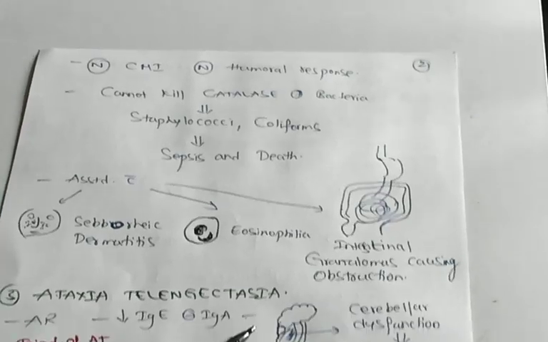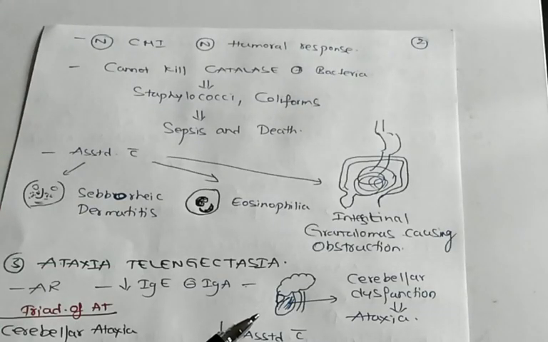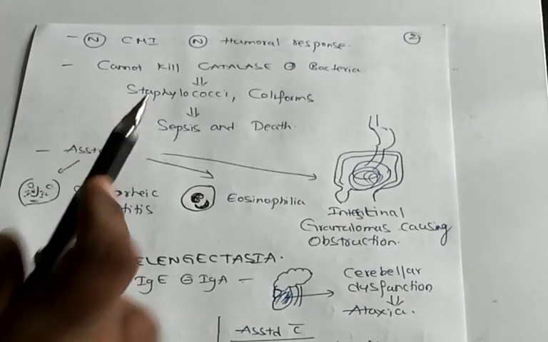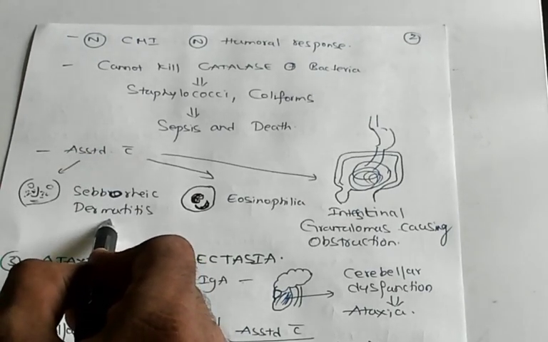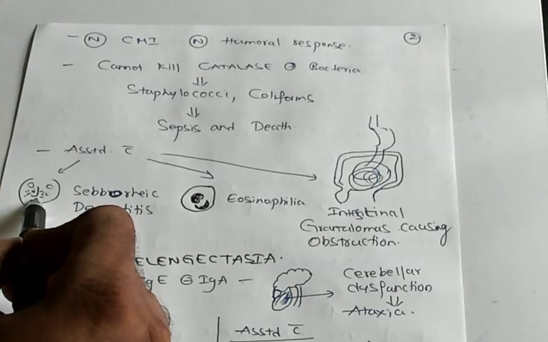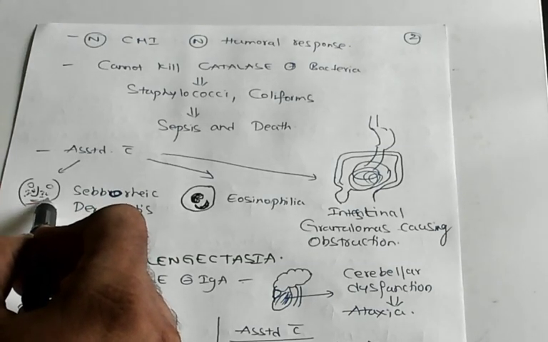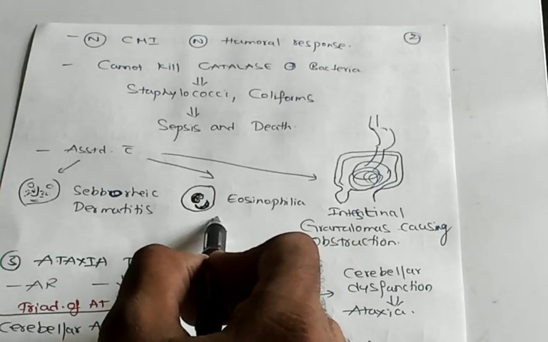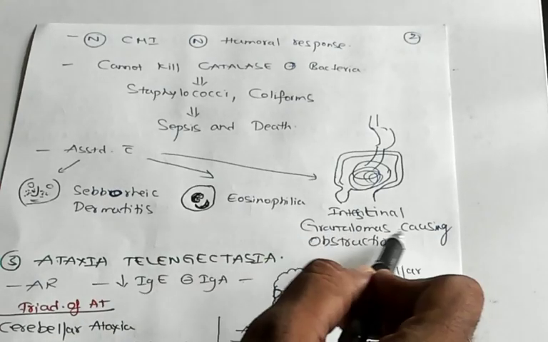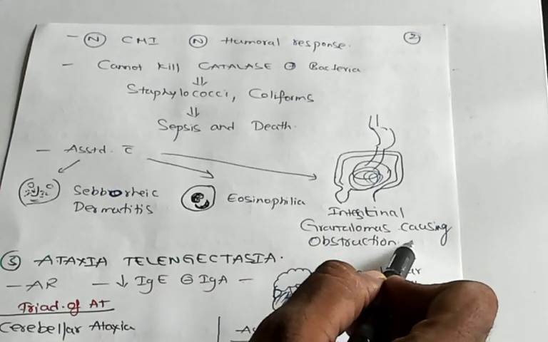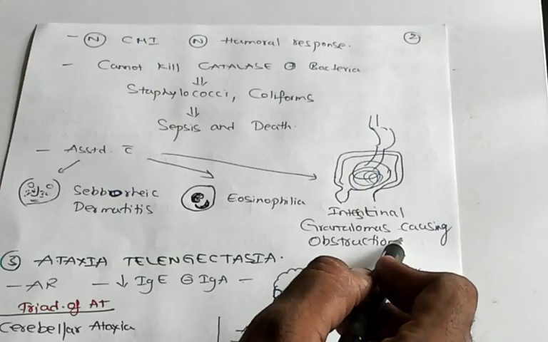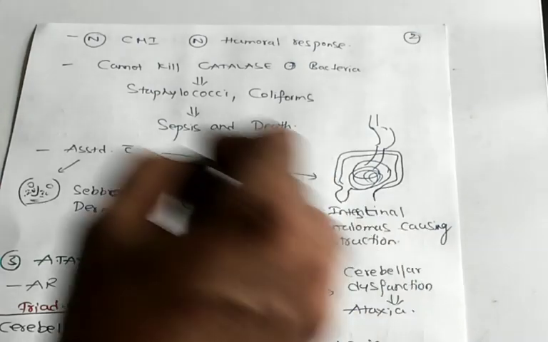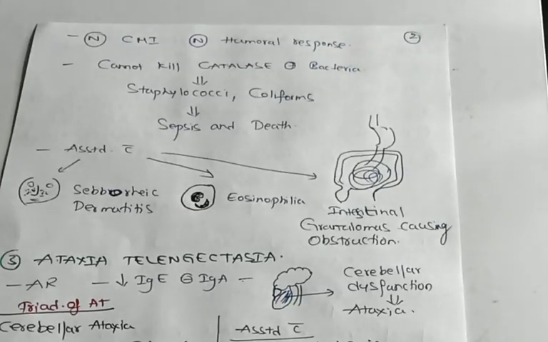Then certain things which are associated with CGD. Favorite question of examiner. Seborrheic dermatitis मतलब nasolabial fold के आजू बाजू में there will be a rash adjacent to the nasolabial folds. Seborrheic dermatitis. Eosinophilia, intestinal granulomas which lead to intestinal obstruction. They are the associated features of chronic granulomatous disease, is what you should remember.